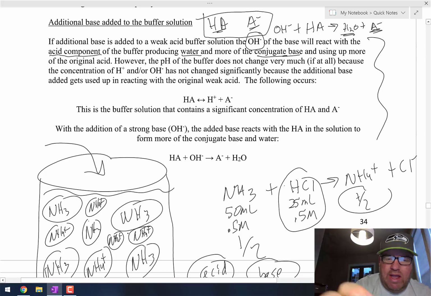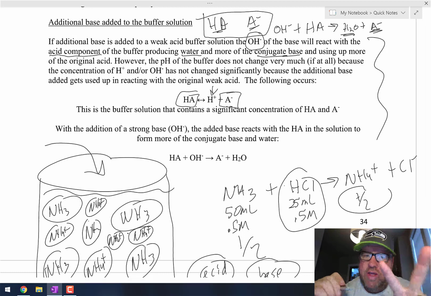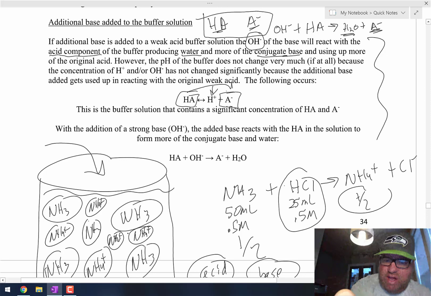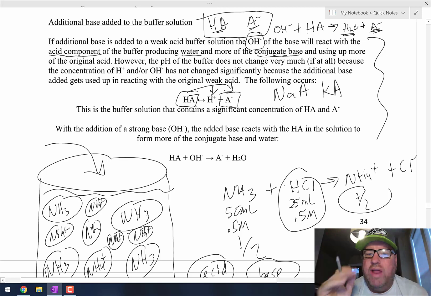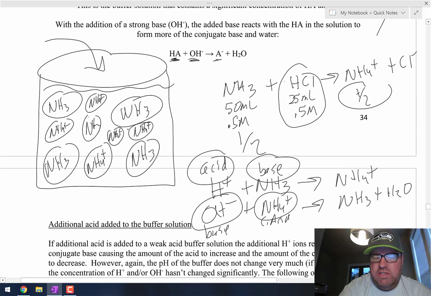so in this buffer solution here, again, you've got a large concentration of this, you've got a large concentration of this, and you've got a really small amount of this. Okay, again, how did that buffer solution form? You should know that. There's two ways that buffer solutions form. You either reacted enough of this to turn into this, or you added some NaA or some KA, something that's soluble that has the A minus ion in it. So then when you add the base, what does it react with? With the acid to form more of the conjugate base.